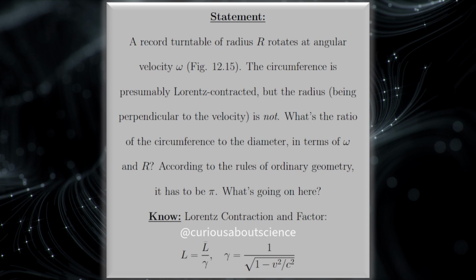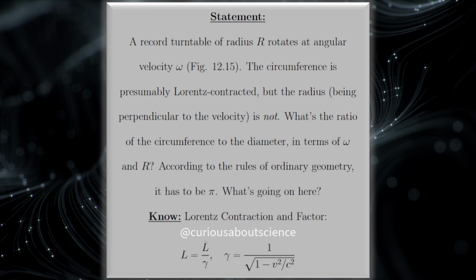Alright, so now that we're going to be dealing with the Lorentz contraction, let's go through a perplexing question that is definitely worth investigation, based on the rule that the Lorentz contraction only happens in the direction of the motion. So a record turntable of radius r rotates at angular velocity omega.